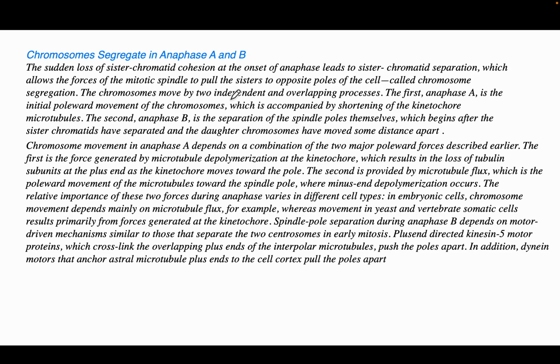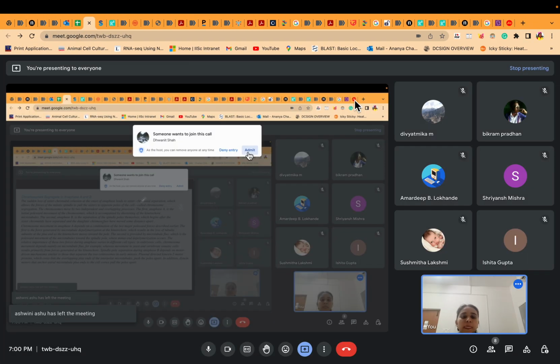The chromosomes move by two independent and overlapping processes. The first, anaphase A, is the initial poleward movement of the chromosomes, which is accompanied by shortening of the kinetochore microtubules. The second, anaphase B, is the separation of the spindle poles themselves, which begins after the sister chromatids have separated and the daughter chromosomes have moved some distance apart.